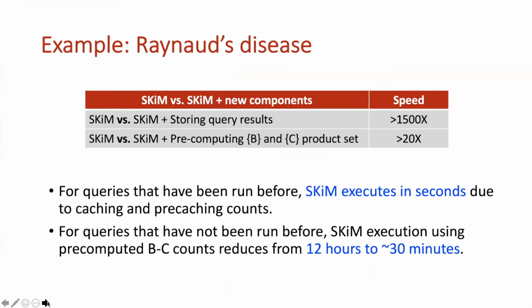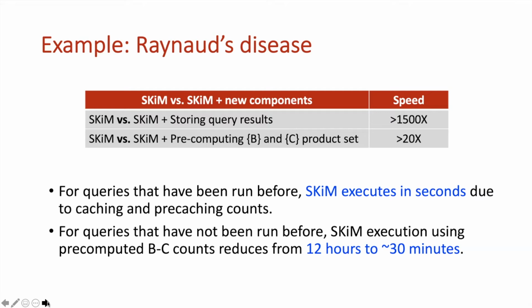For the improvement in speed, I want to use Raynaud's disease as an example. So when we store the results and then rerun SCIM, SCIM is just going to pull the results from the database and display the result. So we compared the previous version, the basic model, and the improved version, and we found that the speed increased by more than 1,500 times. When we pre-compute the B and C product set and store it in the database, we were able to increase the speed by more than 20 times.